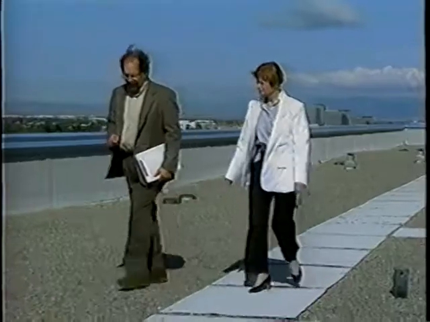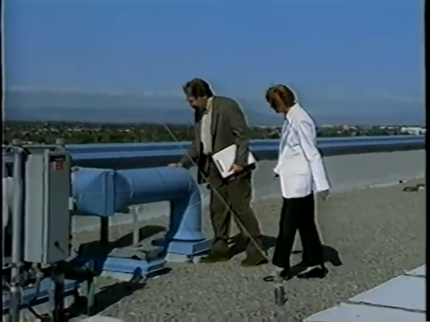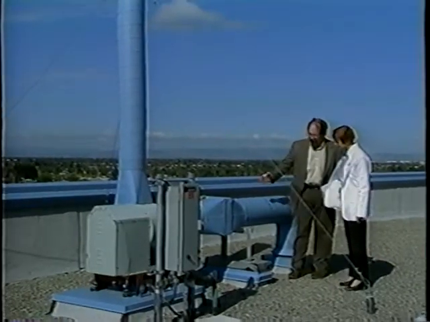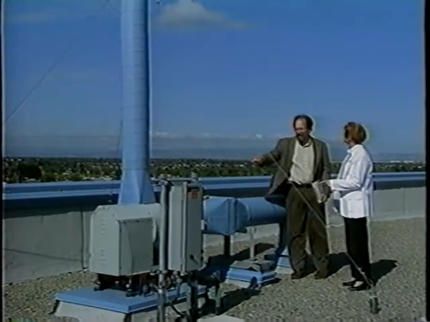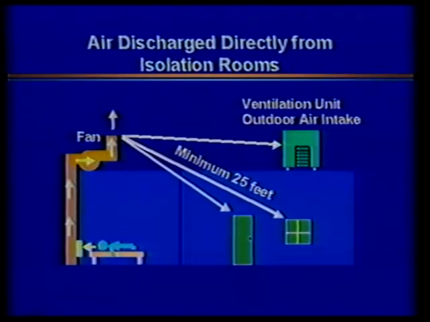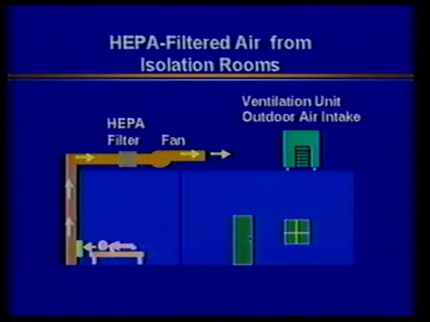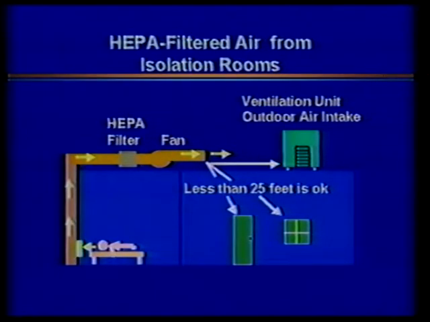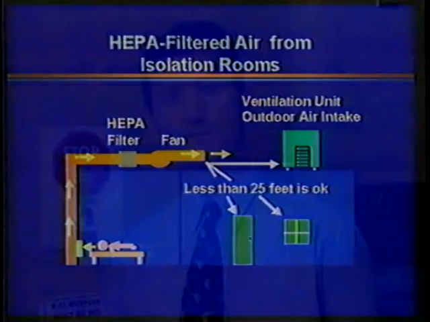Air from isolation rooms or other high-risk areas should not be returned to a ventilation system, where it could be recirculated to other rooms. You should find out what happens to the air after it is exhausted from your isolation room. Your facility engineer should be able to tell you. It should be exhausted directly outdoors, at least 25 feet away from outdoor air intakes, doors, operable windows, or occupied areas. If a suitable exhaust location can't be found, the other option is to disinfect the air by passing it through a HEPA filter. Which brings us to our next topic, HEPA filter units.